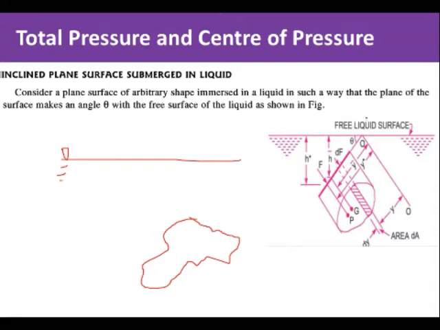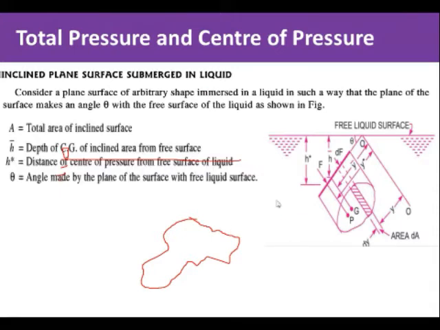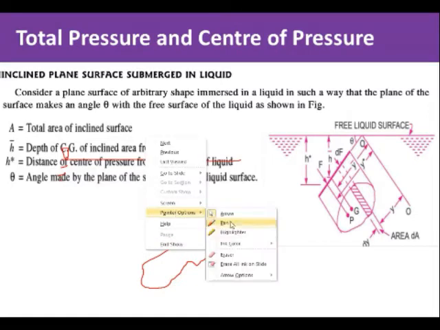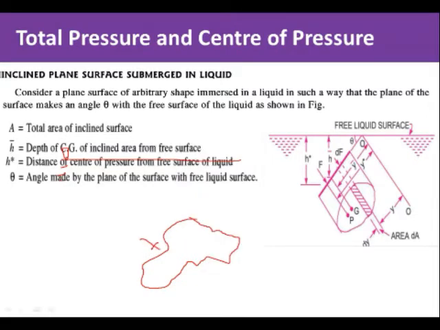Then let capital A be the total area of this surface. Then we know this surface or this body will have its own weight, and that weight will be acting at center of gravity G. So consider H bar. This H bar is nothing but the depth of center of gravity from the liquid surface.